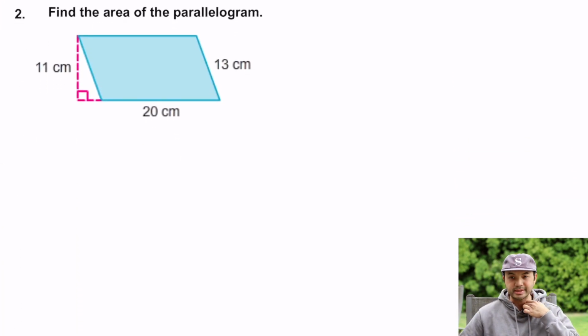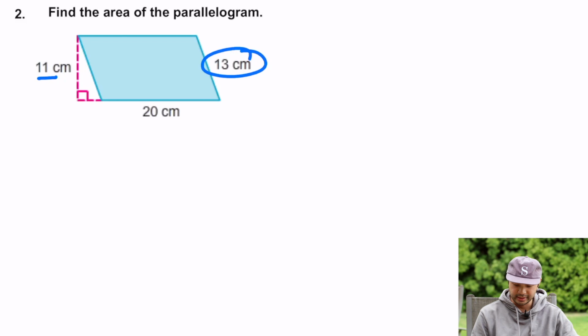All right, sometimes the height is not shown inside of the parallelogram. So like here, the height is 11 centimeters. So that's the hard part, to know what the height is. Maybe your eyes are going to go to the 13 and you'll think, okay, I want to use the 13. The 13 is this part. That's not going to be used for the area. That's going to be used for the perimeter. So your height is 11.